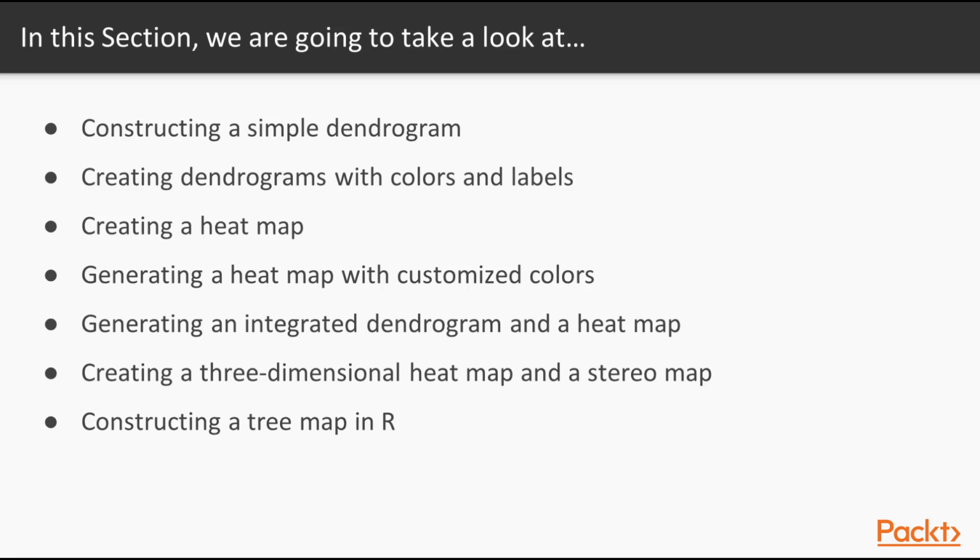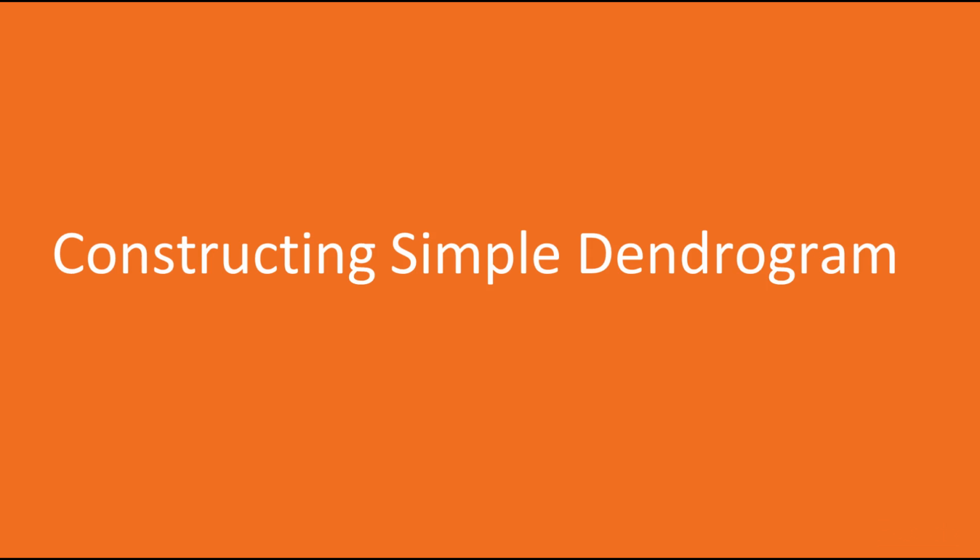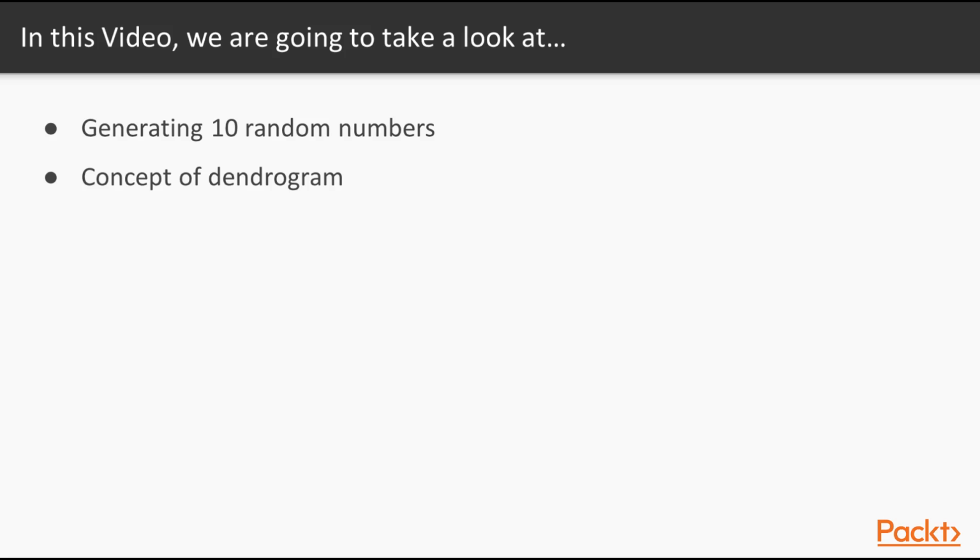Moving further, we will generate a heat map with customized colors and an integrated dendrogram and a heat map. We will then create a three-dimensional heat map and a stereo map, and finally, we will construct a tree map in R. In this video, we will generate 10 random numbers to introduce you to the concept of dendrograms.